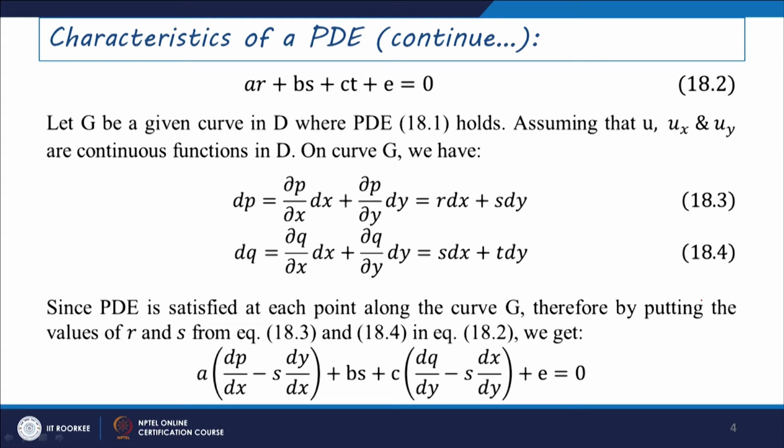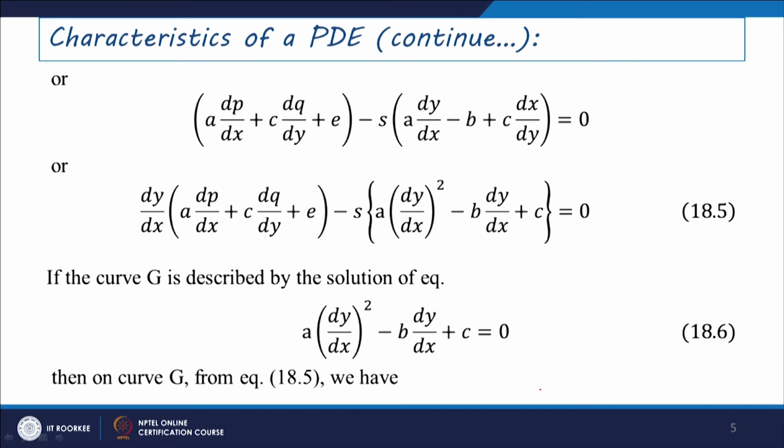And we express that this partial differential equation is satisfied at each point on the curve G, which is defined inside this domain D. If we put the values of r and t from the first equations into the complete form, r can be written as dp/dx minus s dy/dx, and t can be replaced as dq/dy minus s dx/dy, giving ar + bs + ct + e = 0. In compact form, this can be written as a dp/dx + c dq/dy + e minus s (a dy/dx + b + c dx/dy) equals 0.